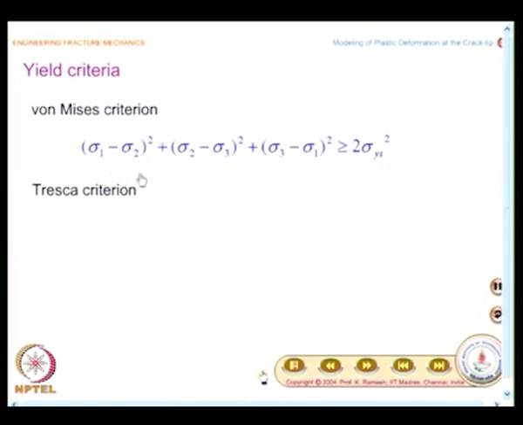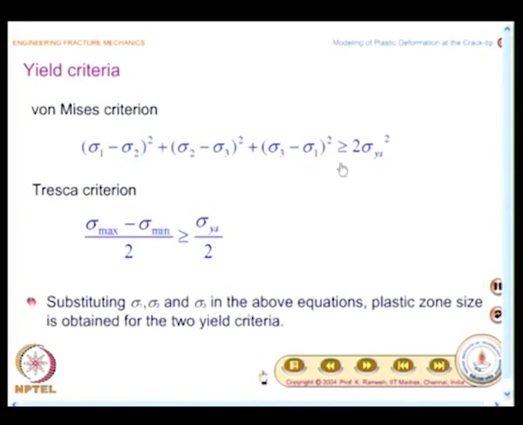The condition is (sigma 1 minus sigma 2) whole square plus (sigma 2 minus sigma 3) whole square plus (sigma 3 minus sigma 1) whole square greater than or equal to 2 sigma ys square. This is the yield strength, and you want this to be within sigma ys. If it is greater than that, yielding would occur.